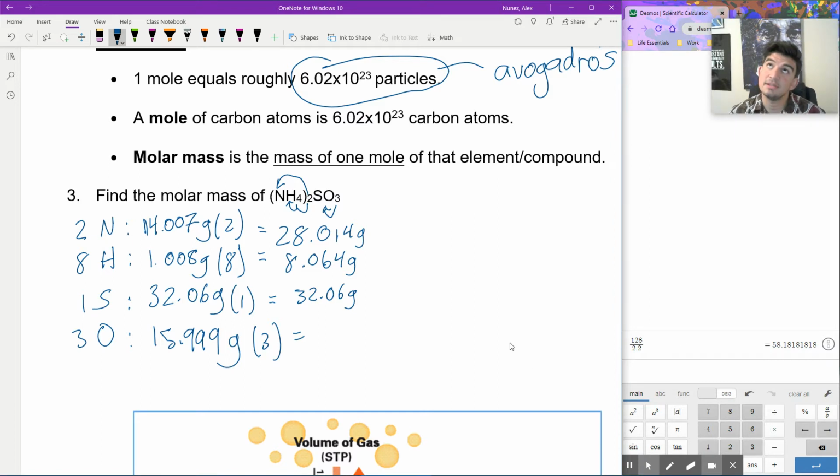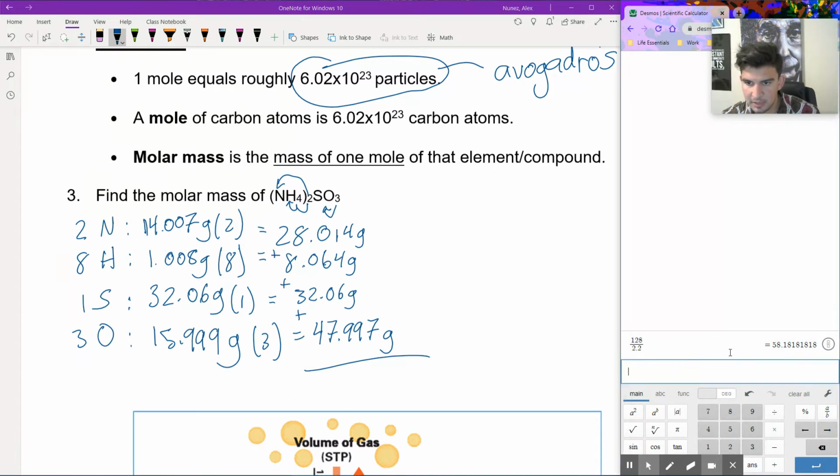So it'd be 16, 32, 48, so 47.997 grams. So that tells me the molar mass of each of them individually. Now I need to add them all up to get my total molar mass, and I'm going to turn to my calculator for this one.